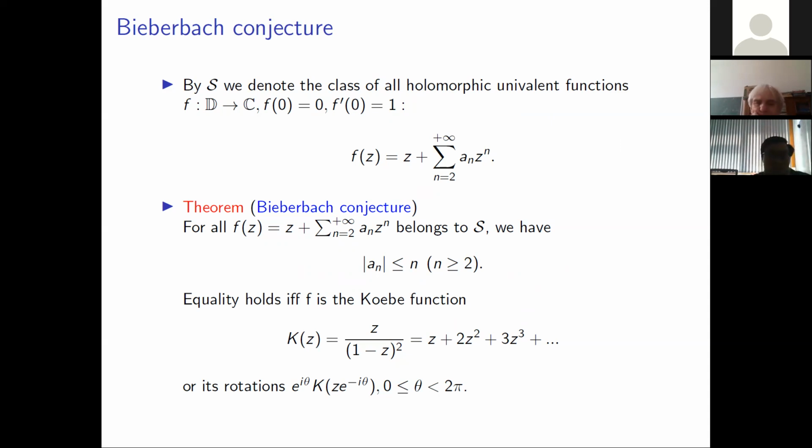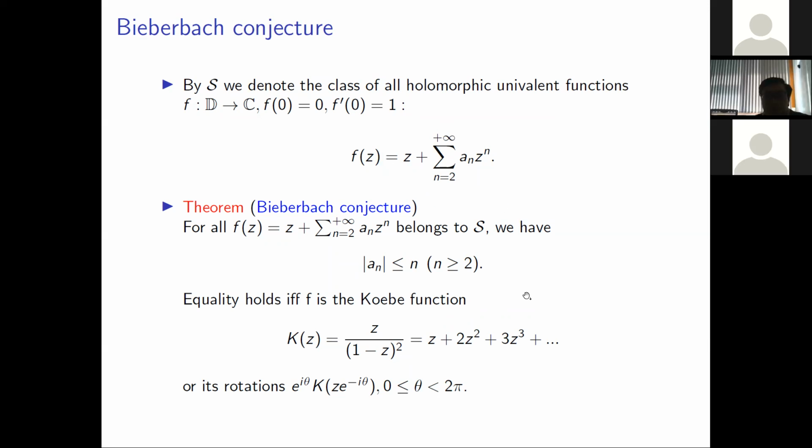We start with the Bieberbach conjecture and Loewner theory, used to prove the Bieberbach conjecture for n equal to 3, because the stochastic Schramm-Loewner evolution is defined using this theory, just adding a stochastic factor into it. The Bieberbach conjecture is a classical conjecture, and now it is a theorem because it was proved by de Branges.